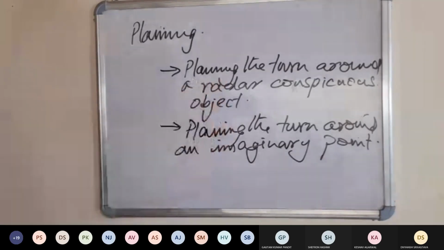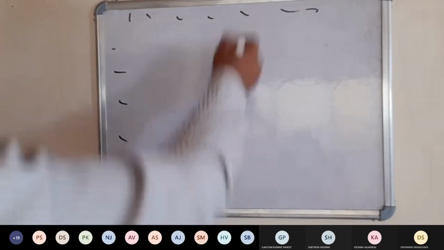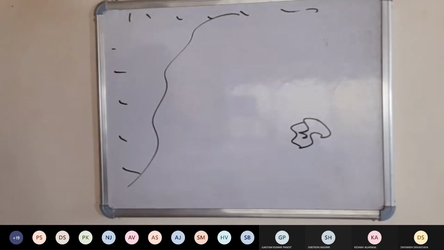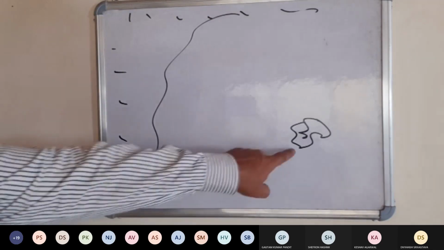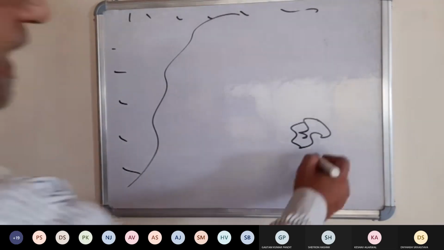So first one is planning the turn around a radar conspicuous object. I hope you have written down the two methods. Now suppose this is your chart. You have longitudes, you have latitudes. Maybe there is a shoreline and you have a small object which is visible to you. So the step to plan the turn around this object which is visible on the radar is first identify the object.